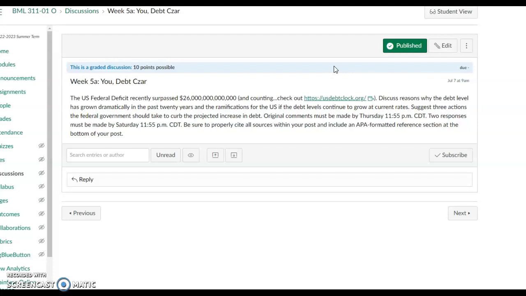So that's just an example that I happen to give with that. So think about this, and just think about how the debt level has grown dramatically. Why has it grown dramatically? Okay, it could be inflation could have a lot to do with this.